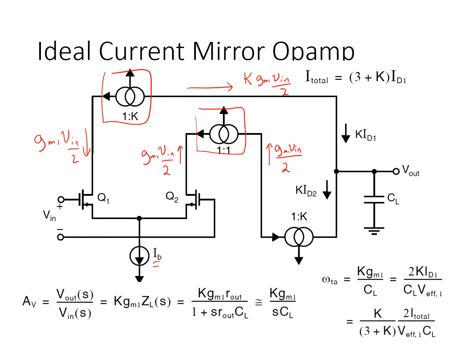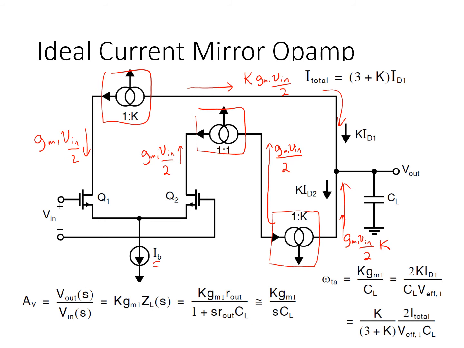Now there's a final mirroring that occurs over here. This current is input to an NMOS current mirror with a gain of K, and so we've got a small signal current over here that's gm1 Vin over 2 times K. So coming into this node here, we've got two small signal currents, both of them equal to gm1 Vin over 2K. So we've got a total small signal current coming into that node of gm1 Vin times K.